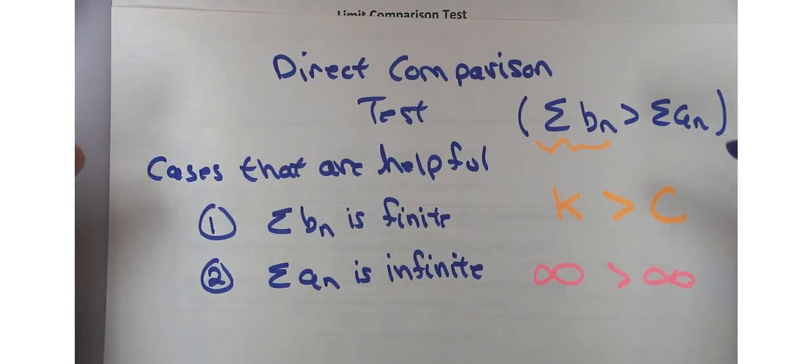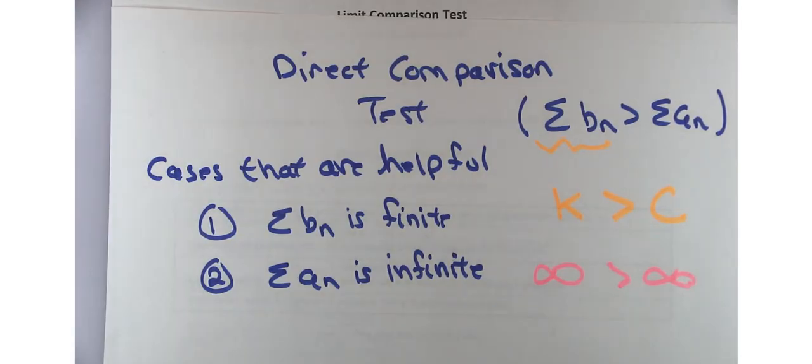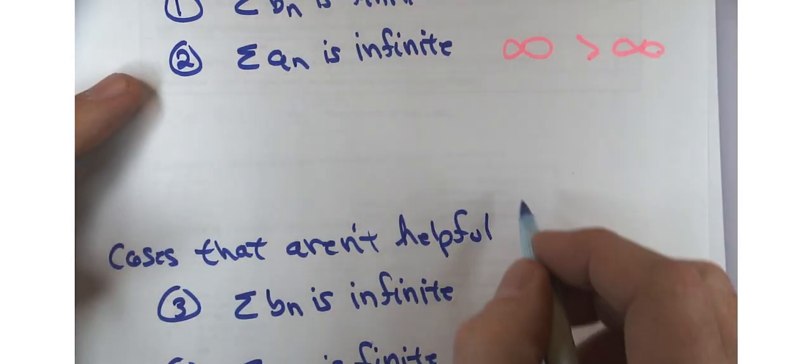Now, I tend to favor the limit comparison test because there's a little less thinking involved. As long as you can come up with a series that kind of looks like your other one, you might be in good shape. Let's take a look at this again.